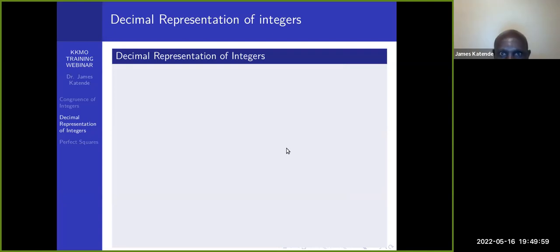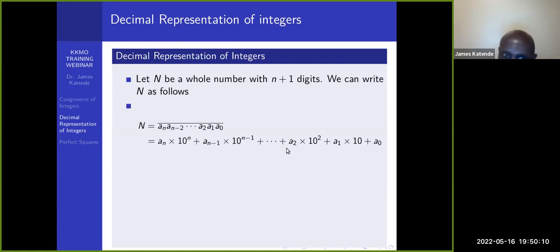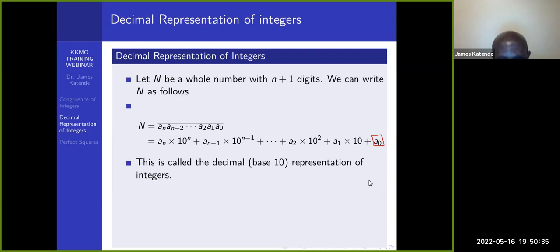So here is what we call the decimal representation of integers. It says let n be a whole number with n plus 1 digits. Then it's possible to write n as follows. So you can write it as the first digit multiplied by 10 raised to n, and the second digit multiplied by 10 raised to n minus 1. These powers of 10 keep reducing as you move on until you reach the last term, which is just the constant term. So this expansion is called the decimal representation of integers.